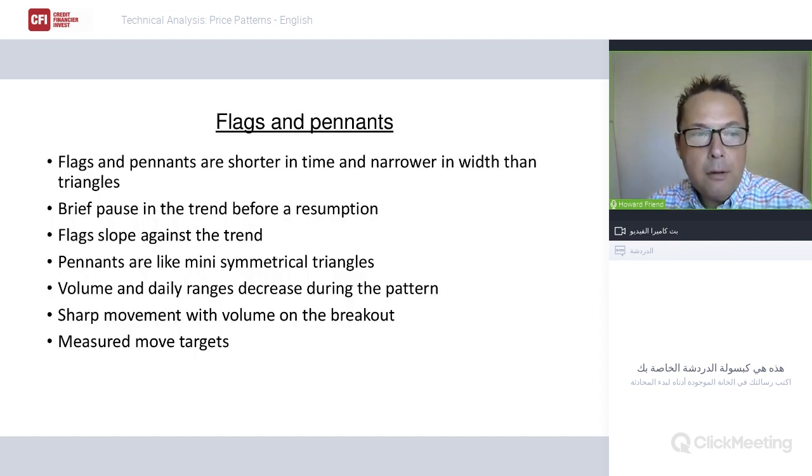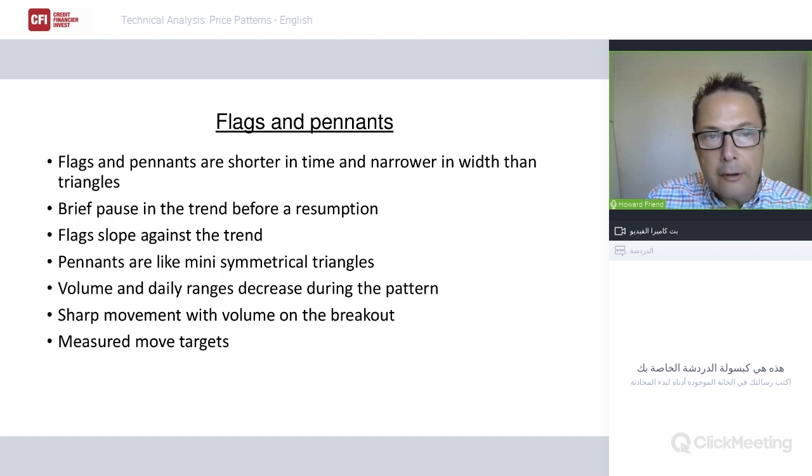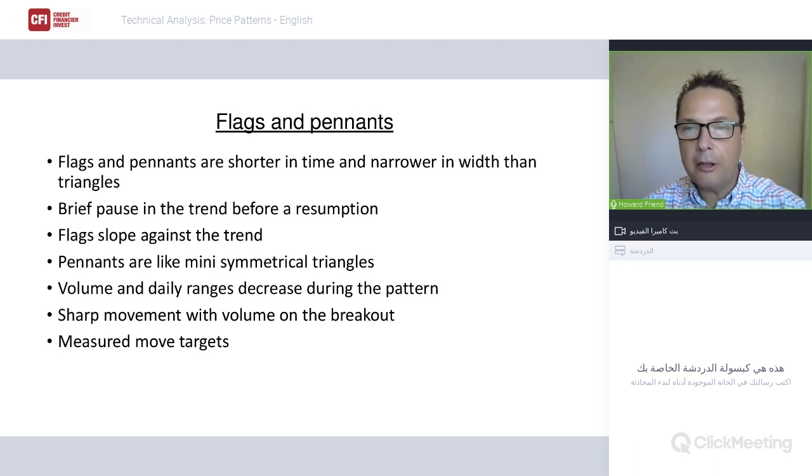Okay, so now in the theme of continuation patterns, I will talk about so-called flags and pennant patterns. So flags and pennants are, I'd say, a lot more common than the triangles and the double tops and the head and shoulders, the larger patterns. They tend to be shorter in time and narrower in width than triangles and the other patterns. So they tend to be a lot more common.